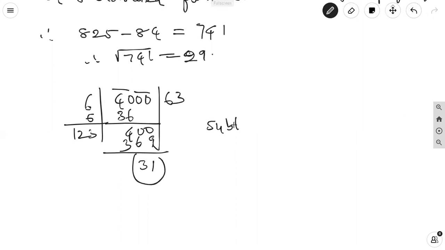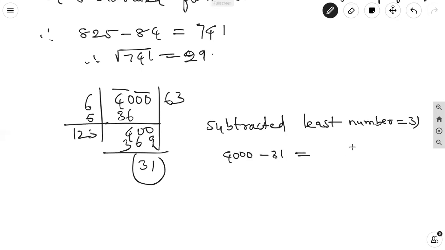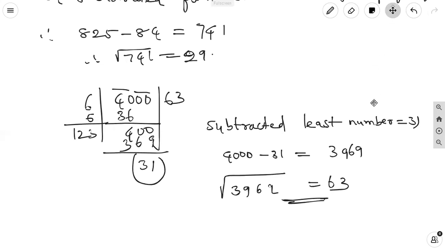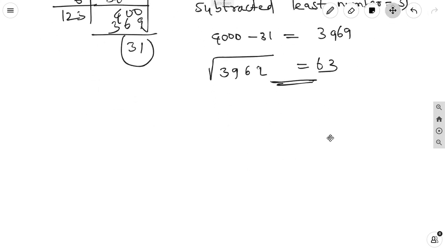So the least number to be subtracted is equal to 31. If we subtract 31 from 4000, it is equal to 3969. The square root of 3969 is equal to 63. Okay, this is the way we can find out the subtraction.